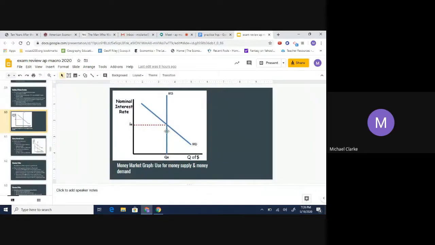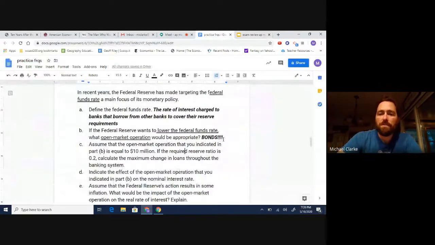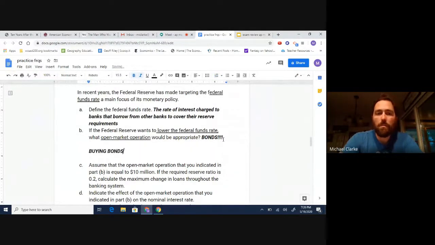If this is your money supply curve right here, here's your interest rate. How is it going to fall? Well, it's going to fall by shifting right. The supply of money is going to shift right. It's going to be out here. I wish I could edit this, but I can't. And so then the interest rate's going to fall. So when this shifts right, what's the Fed doing with bonds? They're buying them. So the Fed would be buying bonds.